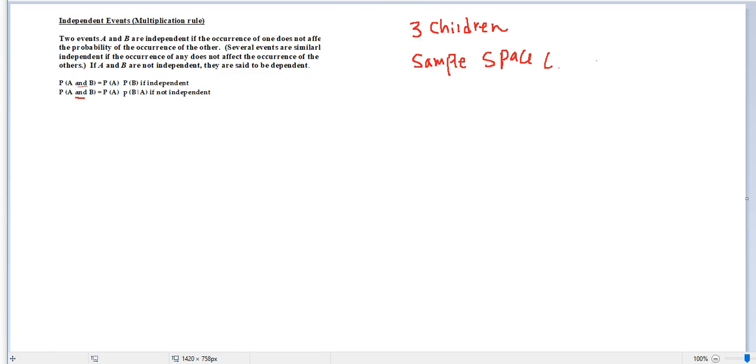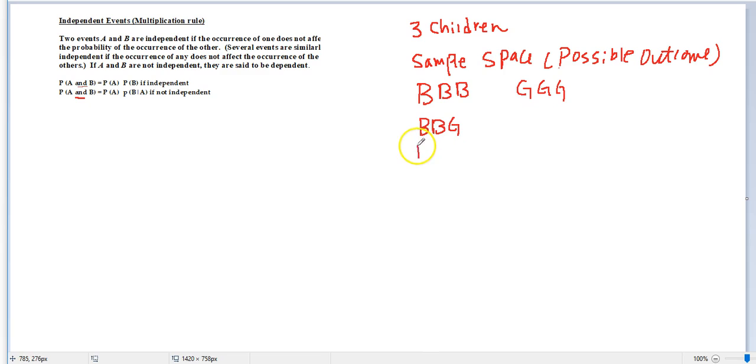So I'm going to rewrite this. It's called the possible outcomes. We can have 3 boys, that's one way, or you can have 3 girls, or you can have 2 boys and 1 girl, but there are 3 ways you can have 2 boys and 1 girl, right? 3 this way. Or you can have the same thing for 2 girls and 1 boy.